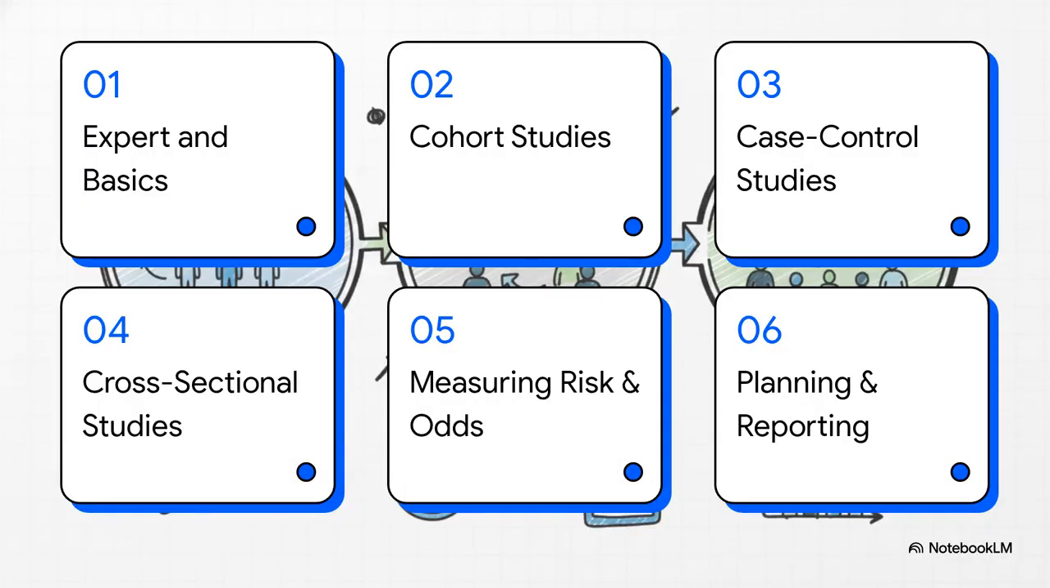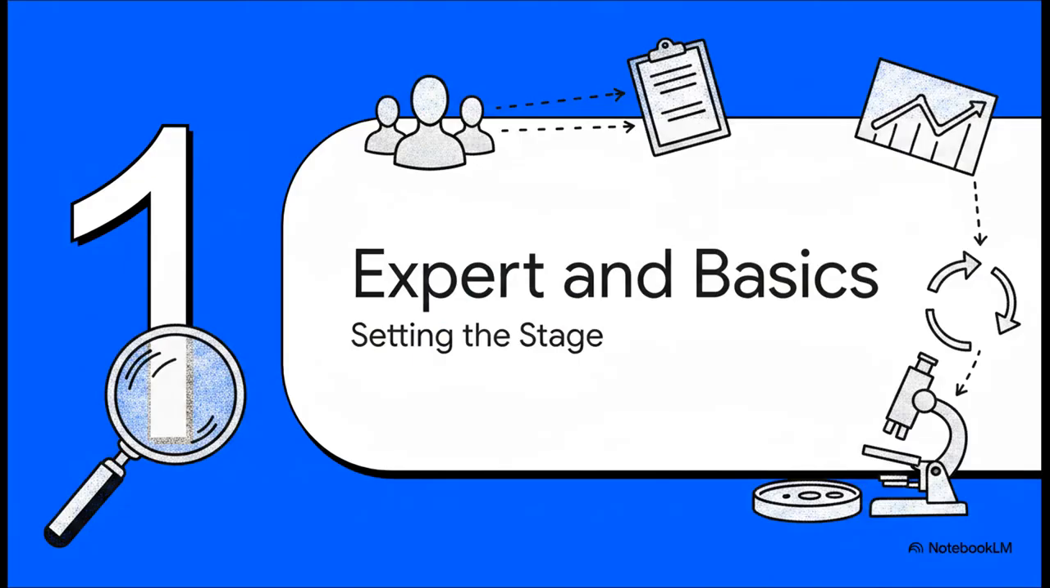To make sense of observational studies, we have a clear, step-by-step agenda today. Number 1, meet the expert and basics. 2, cohort studies, over time. 3, case control, looking backward. 4, cross-sectional, a snapshot. 5, measuring risk and odds. And finally, 6, proper planning and reporting. Section 1, meet the expert and basics, setting the stage.